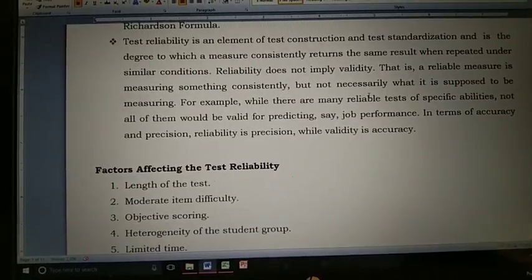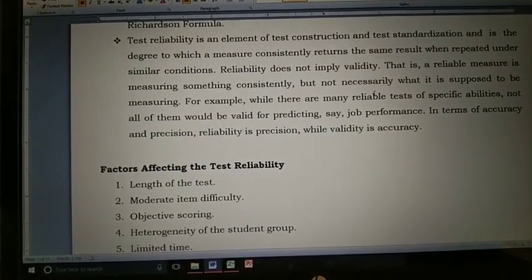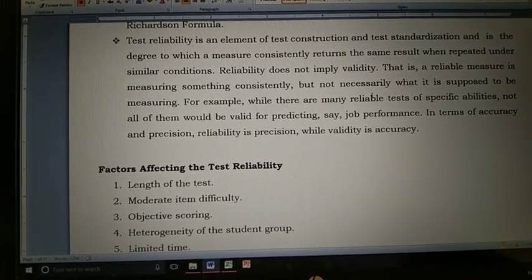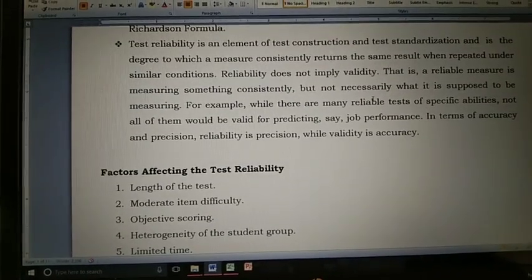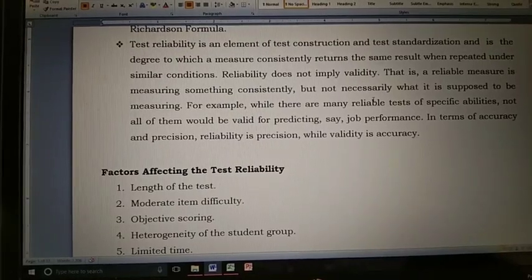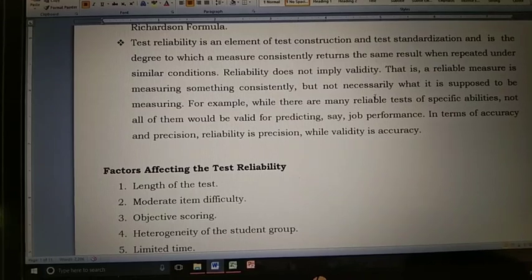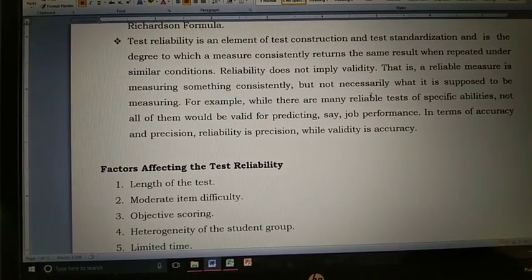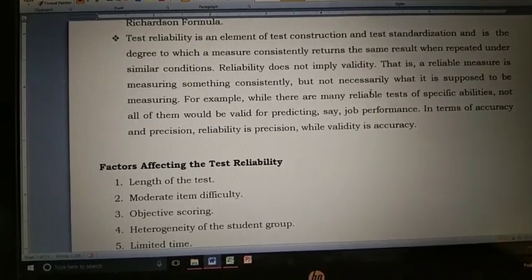Okay, another definition: test reliability is an element of test construction and test standardization and is the degree to which a measurement consistently returns the same result when repeated under similar conditions. So reliability does not imply validity. That is, a reliable measure is measuring something consistently but not necessarily what it is supposed to be measuring.